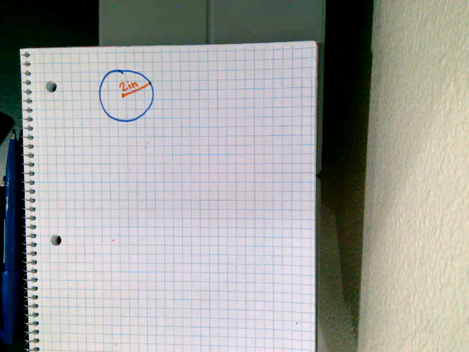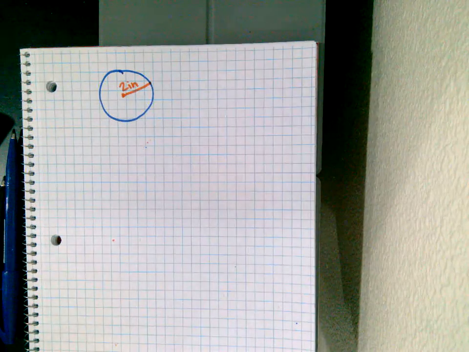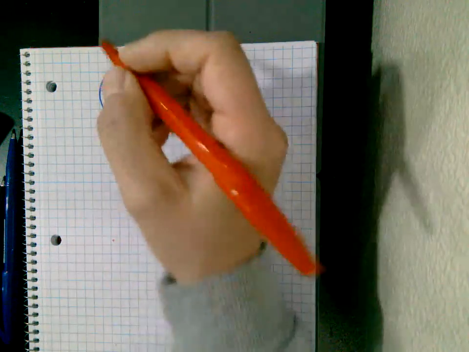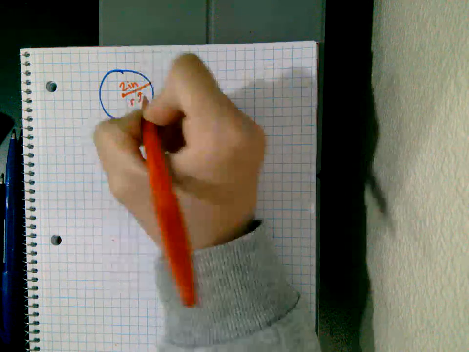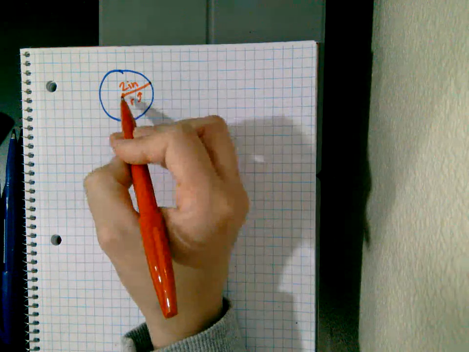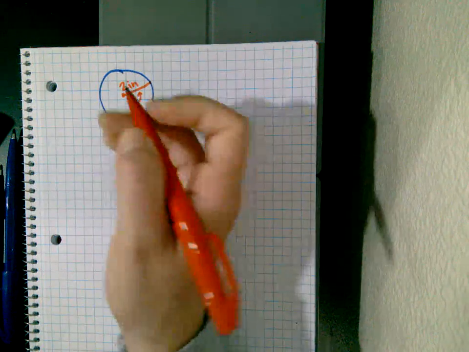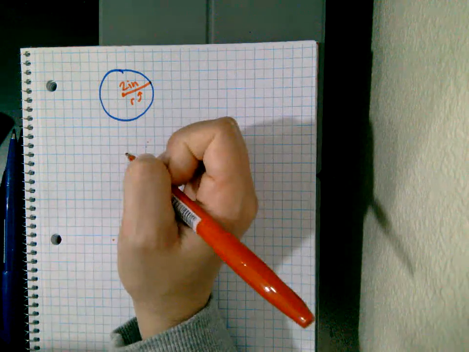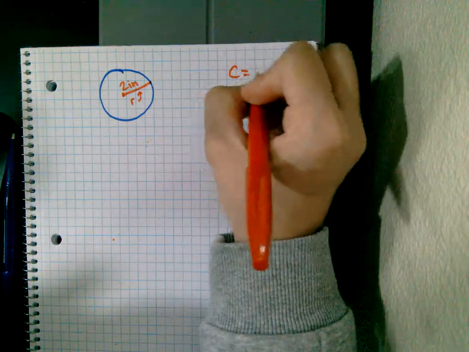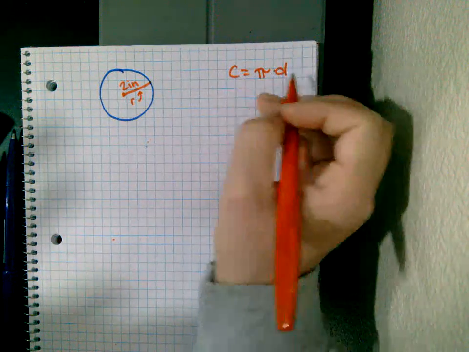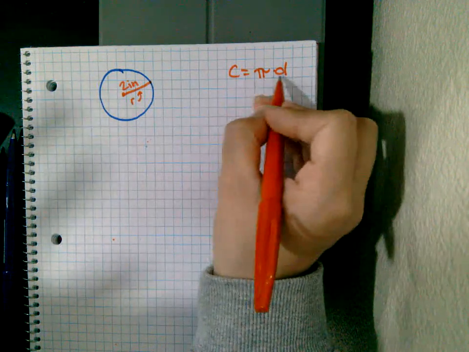So how am I going to try to confuse you? I'm going to try to confuse you by giving you the radius. This line does not represent my diameter. It represents my radius, right? But our formula, C equals pi times D, doesn't want the radius. There's no R in here.